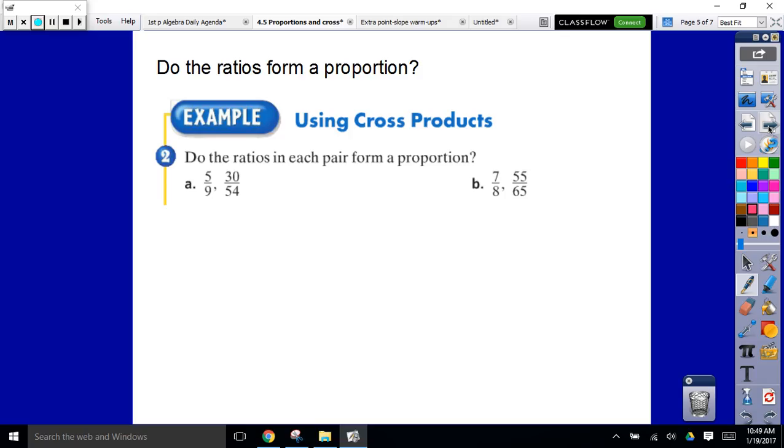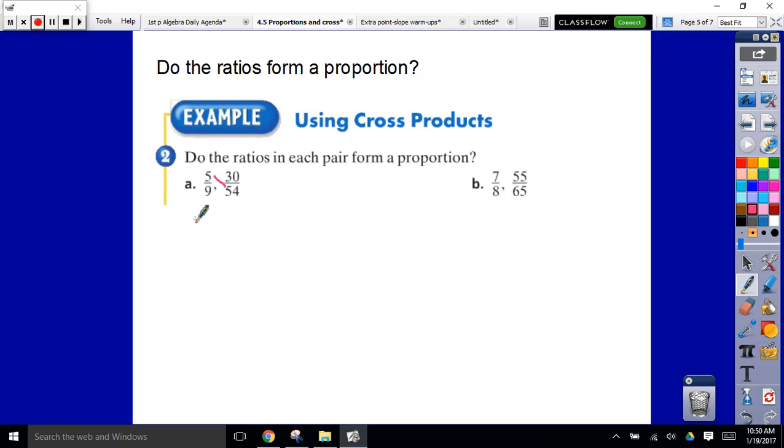Okay, so this is an example like what you'll be doing in your homework. It's just going to ask you, do the ratios in each pair form a proportion? There's a comma between the ratios. There's not an equal sign, so we don't know that they're equal. We have to figure out if they're equal using this idea of cross products. So what are we going to multiply? What are the cross products? Andrew?